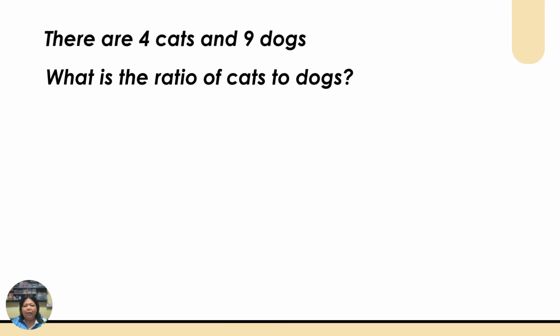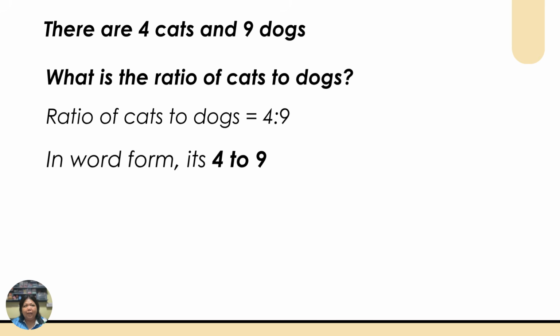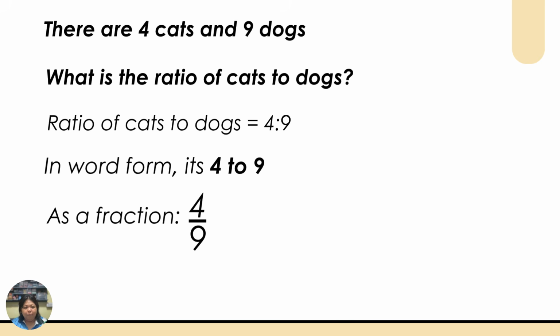Let's have another example. Suppose there are 4 cats and 9 dogs. Therefore, what is the ratio? The question is, what is the ratio of cats to dogs? So there are 4 cats and 9 dogs. So in colon form, we write it as 4 colon 9. In word form, it's 4 to 9. And in fraction, we write it as 4 over 9.